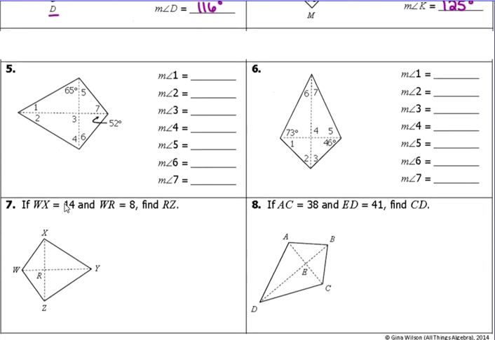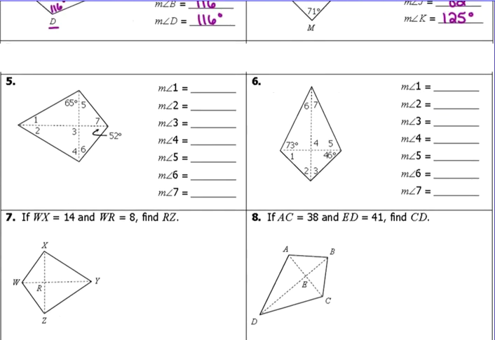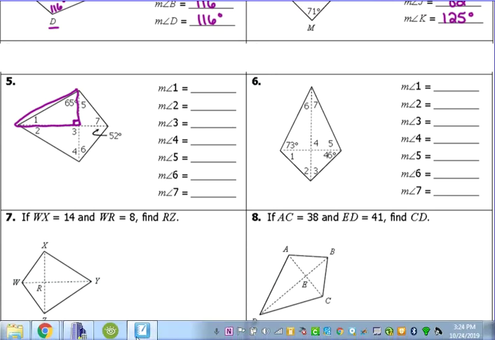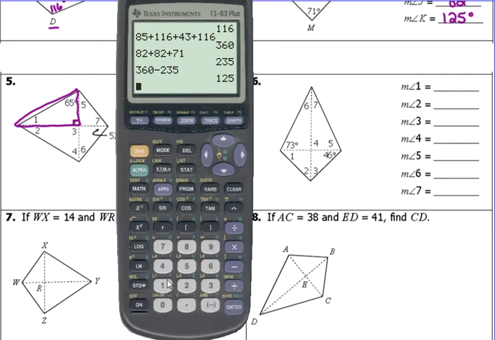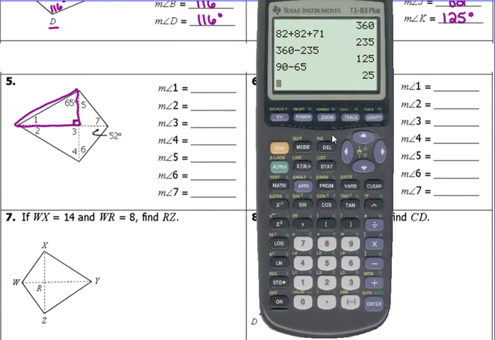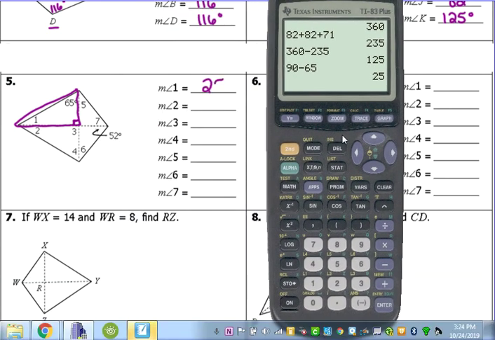Let's look at number 5. We've got a bunch of angle measures that we need to figure out. A key here is going to be the right angle in the middle. So when we find the measure of angle 1, we have a little right triangle right here. 180 minus 90 is 90. So 90 minus the 65 is 25. So we've got 25 degrees here for angle 1.